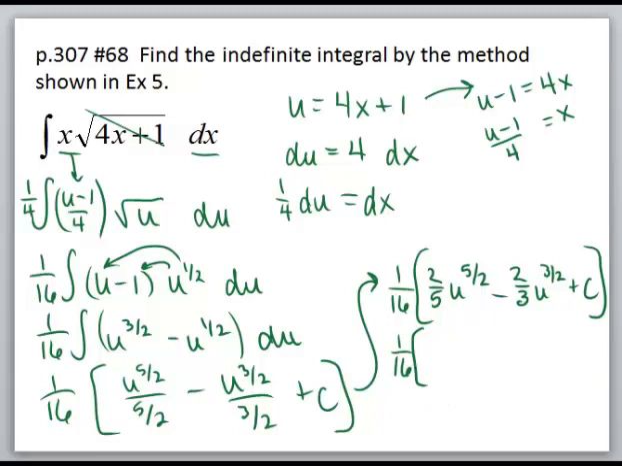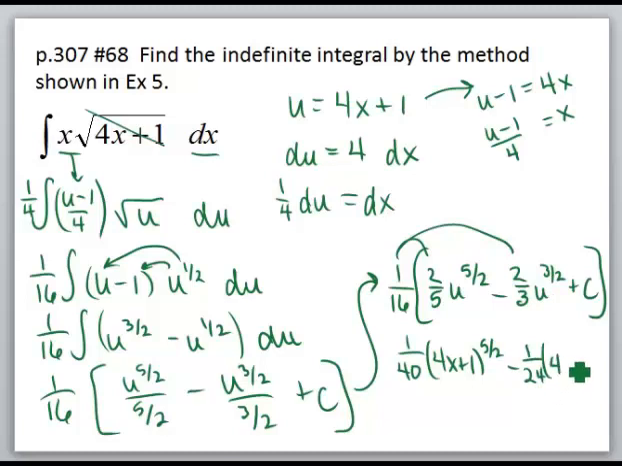And actually, let's go ahead and distribute the 1 over 16 through as I'm replacing my x's. So this would give me 2 over 80, which would be 1 over 40. And then I'm going to replace my u with the 4x plus 1 to the 5/2. Minus distribute that through, you get 2 over 48, which reduces to be 1 over 24. Replace your u with the x's. And then you put plus c.